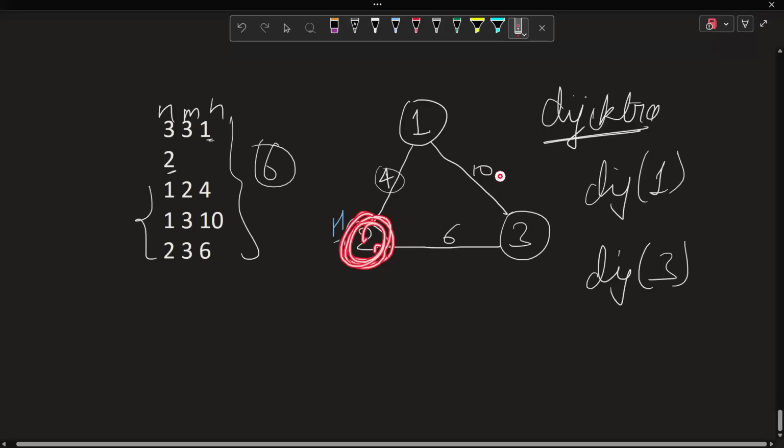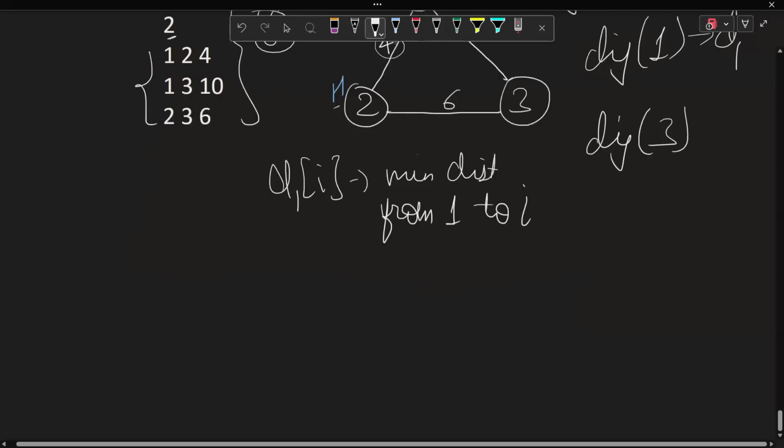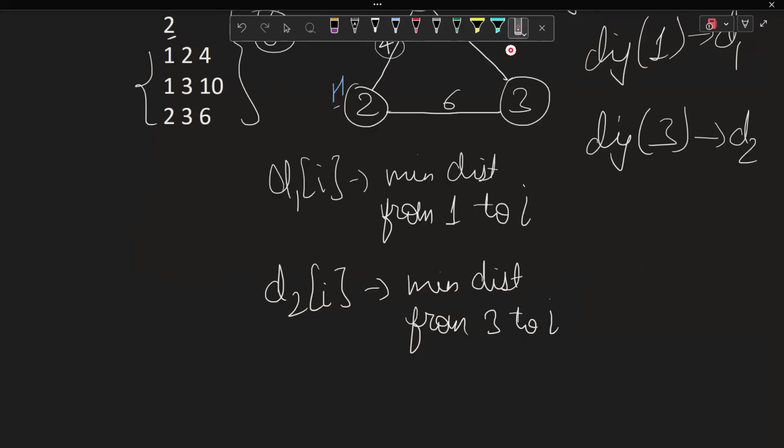If this is the meeting point, from the first Dijkstra you would get an array which would store the minimum distance from 1 to every point. Let's say this is the d1 vector. So your d1 of i represents the minimum distance from 1 to i. And from running Dijkstra from 3, you get an array d2, so your d2 of i represents the minimum distance from 3 to i. From n to i, you can say, in a general case.